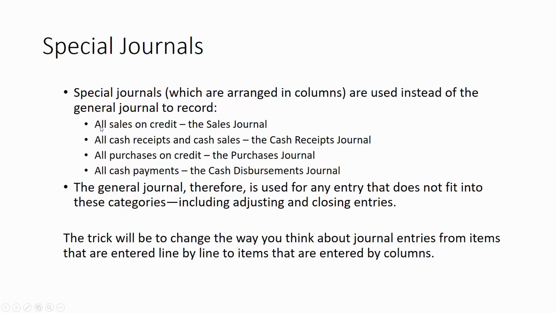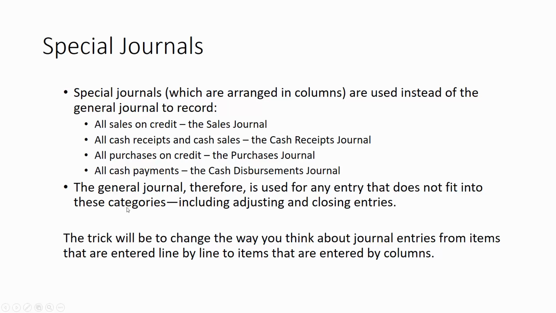So we see we have two journals that revolve around credit: all sales on credit, the sales journal, and all purchases on credit, the purchases journal. Anything not done on credit goes into the cash receipts and cash sales journal, the cash receipts journal. Any cash payments go in the cash disbursements journal.